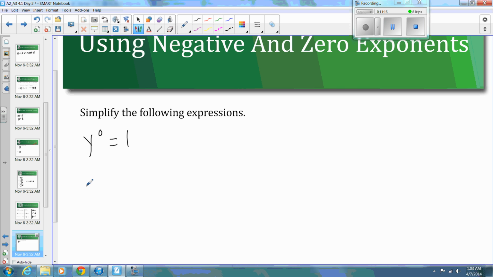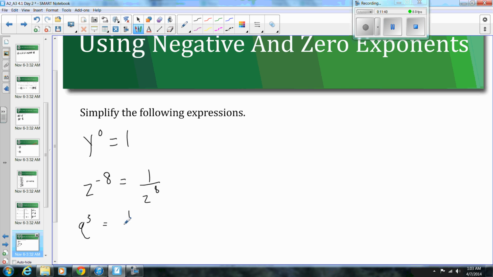Let's take a look at a negative exponent, maybe z to the negative 8th, okay? Or negative 8, I should say. So what is that? That's just 1 over z to the 8th. So I'm taking whatever is negative and I'm bumping it down. All right, same thing over here. What about, let's say, q to the 5th power? So what is that? That is 1 over q to the negative 5th.